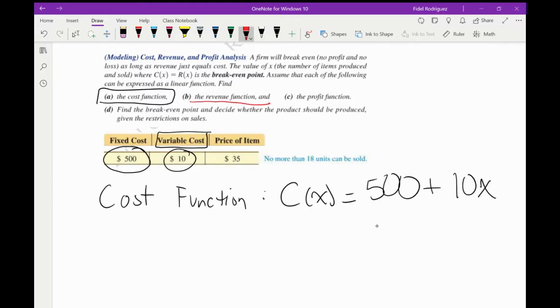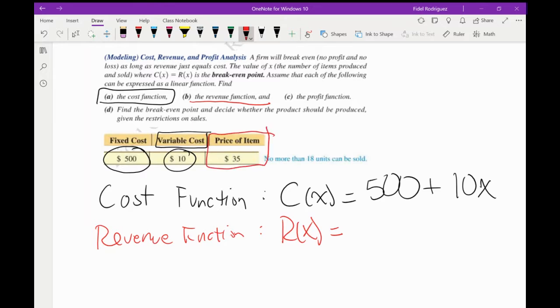Now, let's see if we can find the revenue function. The revenue function, we use R of X. Revenue means how much money we are going to bring in. Well, for every item that we sell, we charge $35. So 35X is going to be our revenue function.